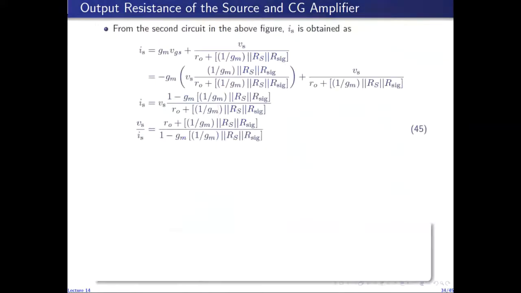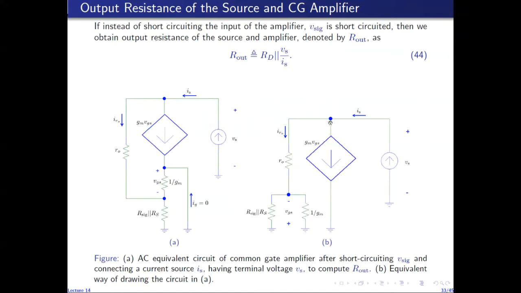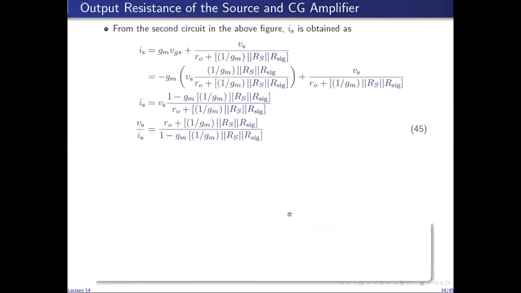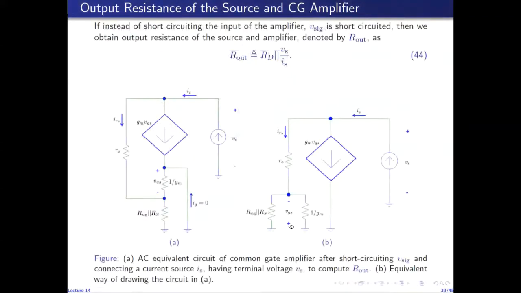So we just need to express IS in terms of Vs. So IS is equal to this current plus this current. This current is GMVGS. This current is the voltage at this node with respect to ground, which is Vs, divided by the total resistance, which is small R naught plus this parallel combination. So IS equals GMVGS plus Vs over small R naught plus this parallel combination.